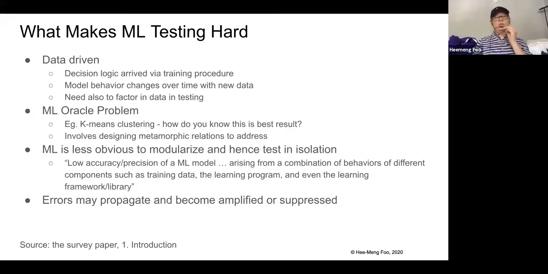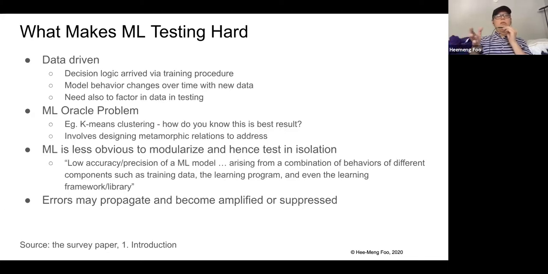ML is less obvious to modularize, and because of that, testing isolation is harder. One of the big advances in software engineering has been the movement toward object-oriented programming in the last 20 years or so. For those of us who remember things like COBOL and ALGOL and Fortran, things were not like that a long time ago. You had your dreaded go-to statement, and in the 70s, with the invention of cyclomatic complexity, people were able to measure the complexity of a piece of code. There isn't an equivalent in machine learning. How to address this is still quite an open problem. And the last item is that errors may propagate and become amplified or suppressed.